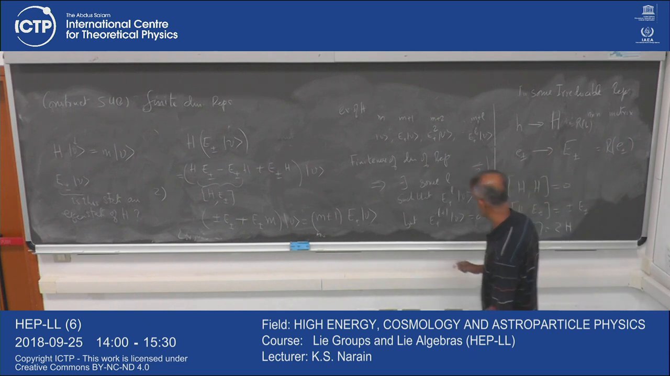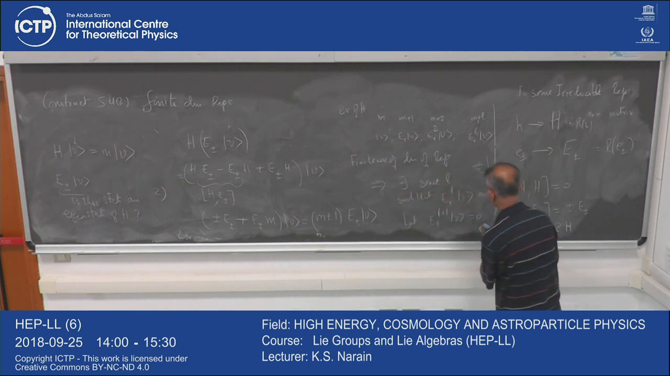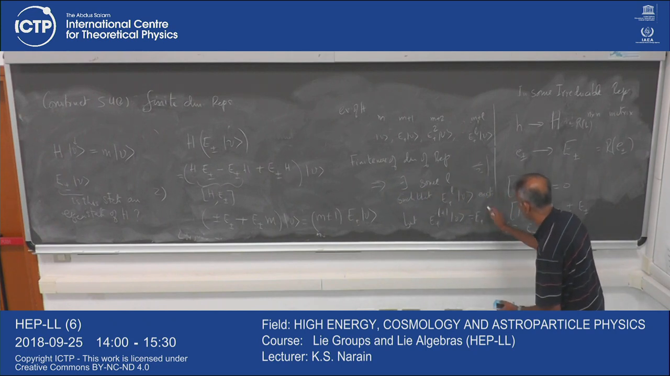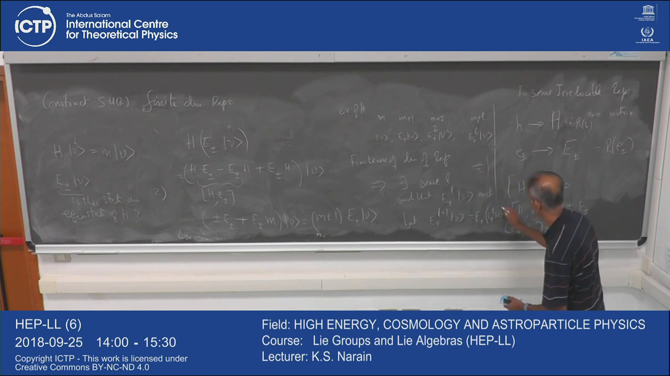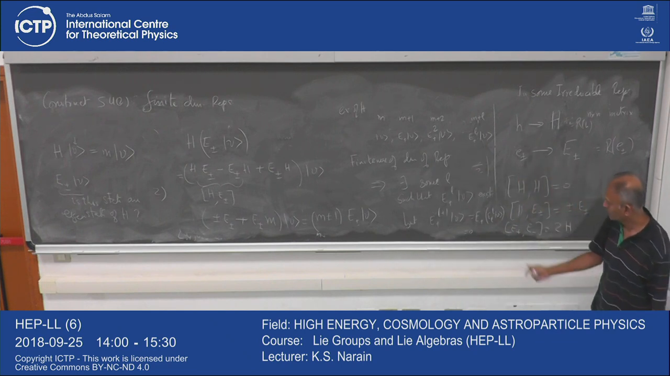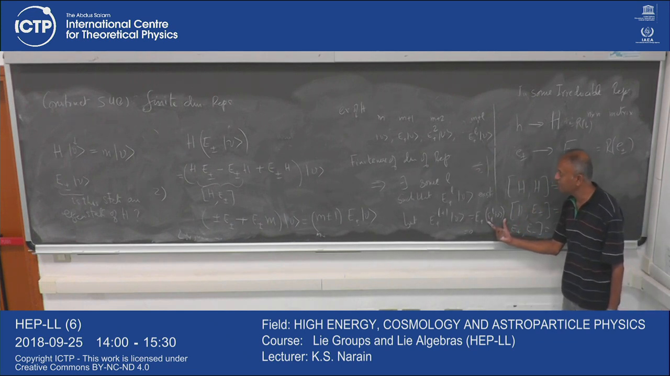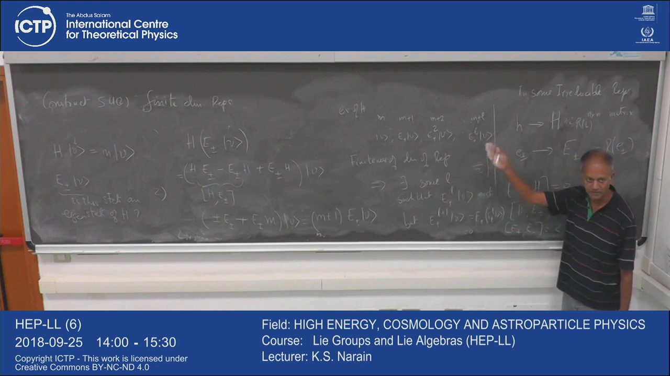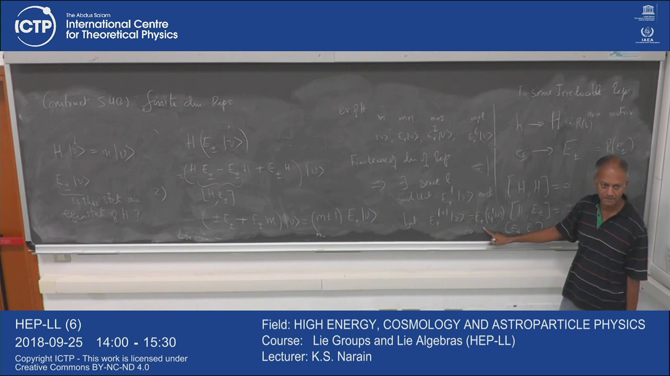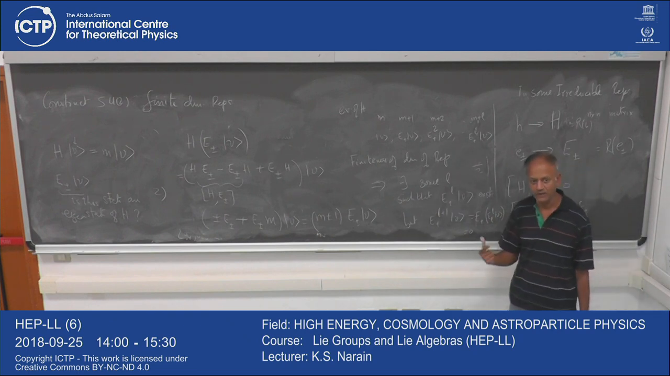Okay. So in other words, this I can rewrite in a slightly different way. It's the same thing, of course. This I can write as E plus acting on this state, and we are saying this is equal to zero. So what you're saying is there must be some state in your full representation, in this n-dimensional space, which is annihilated by E plus. That state is called the highest weight state.